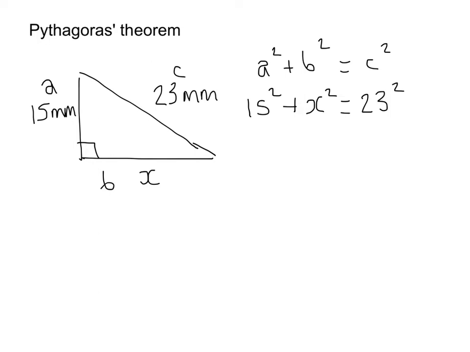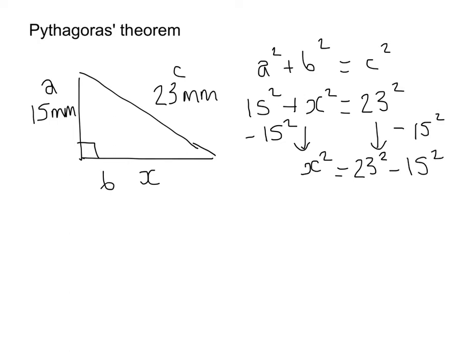And now, again, let's rearrange it so we can get X squared on its own, because that's what we're trying to work out the value of. So I want to get rid of plus 15 squared, so I take 15 squared away from both sides, which tells me that X squared equals 23 squared, take away 15 squared, which means that X squared is equal to, well, 23 squared is 529, take away 15 squared, which is 225. So X squared equals 529, take away 225, which is 304.